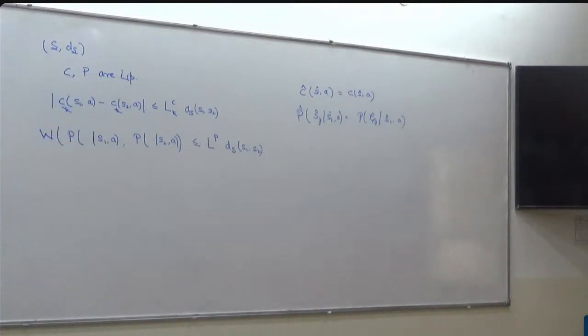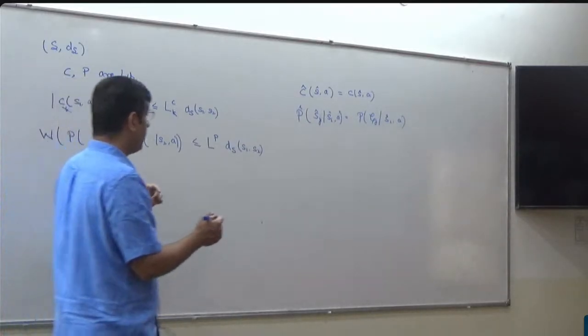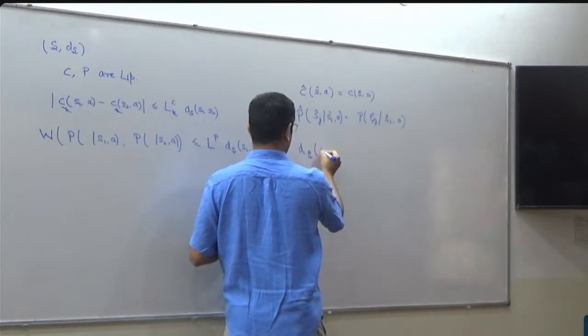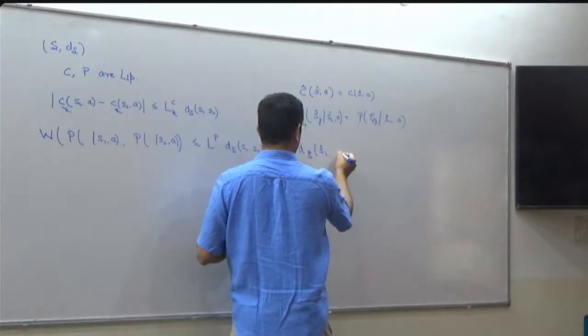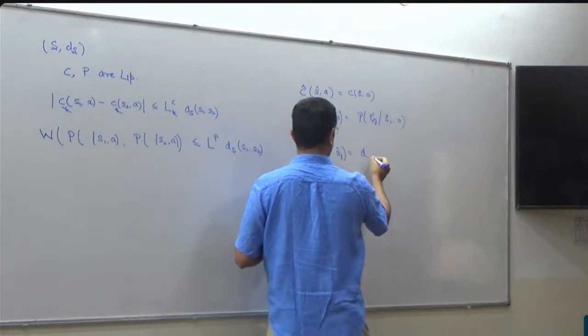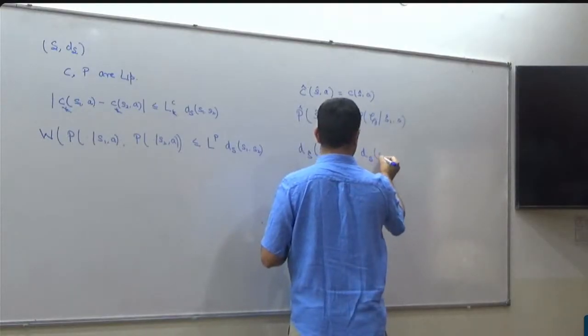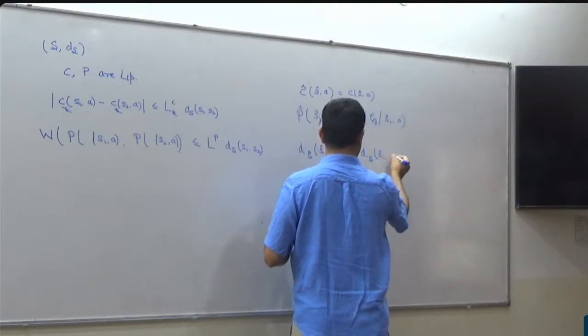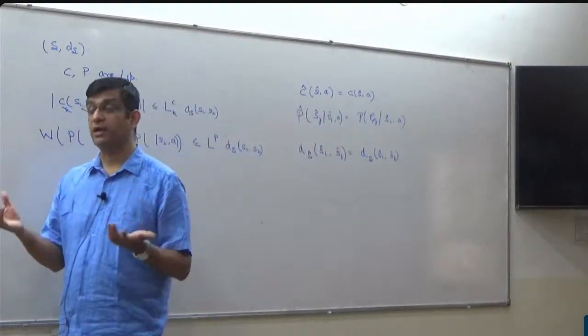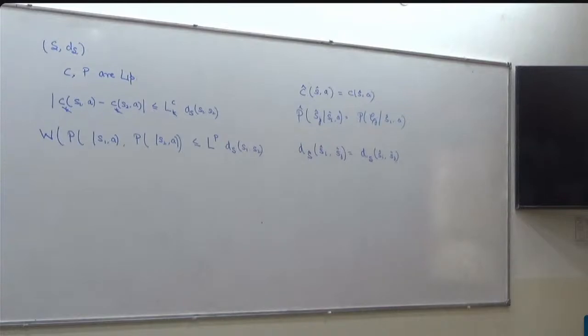So, I need some metric on the hat space in order to use this bound, and I am simply going to say my metric on the hat space is that the distance between S hat i and S hat j is just the distance in the S space between S hat i and S hat j. This is the natural metric that I can have in the hat space.